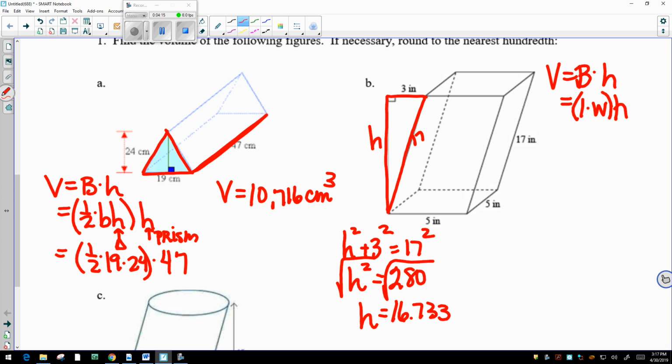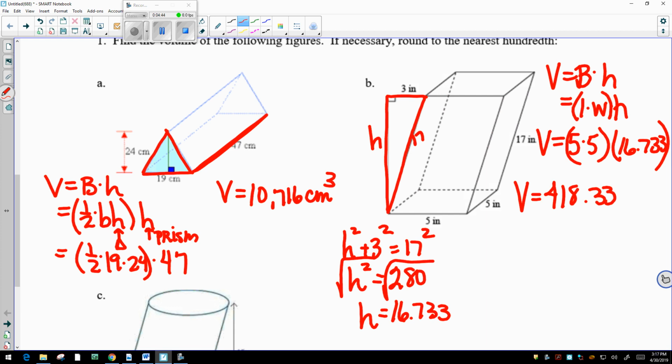So now we can come back over here to the bottom and start to plug things in. I need length times width of the base. So again, our length and our width of our base, that's 5 times 5. And the height that we just found, 16.733. Again, we can plug that all into the calculator. And when we round to the nearest hundredth, we're going to get about 418.33 inches cubed.